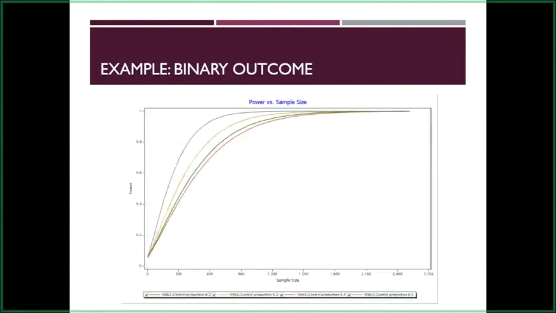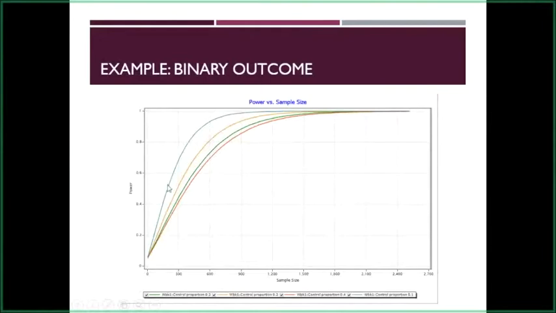So how many subjects am I going to need? Well, that depends on what the control proportion is expected to be. Here, the blue curve is assuming a control proportion of 10%. The orange line is 20%. The green line is 30%, and the red line is 40%.